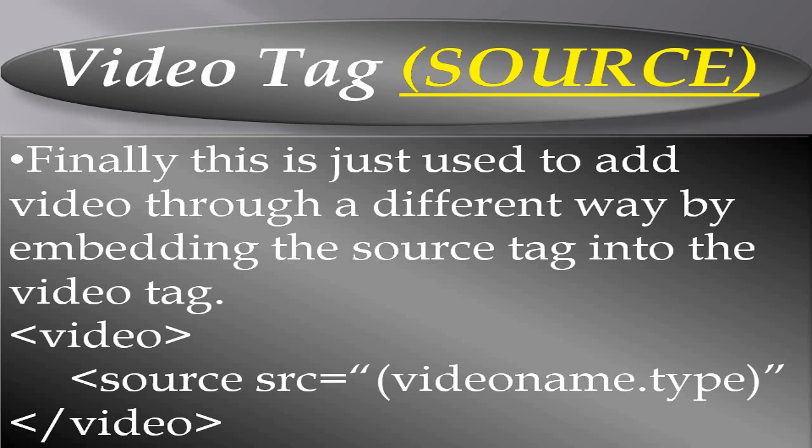So you also said you can put the source tag itself in case your video tag attribute does not work, which I haven't seen before, but in case it doesn't work, you can just use the source tag for that. So that's all about the source tag. What I will say is this is just used to add video in a different way by embedding the source tag into the video tag. So in the source tag, you have to add a source attribute also, and this source tag doesn't have a closing tag.